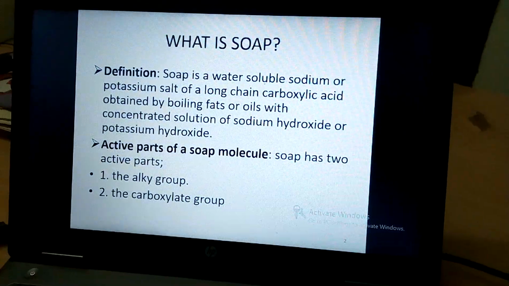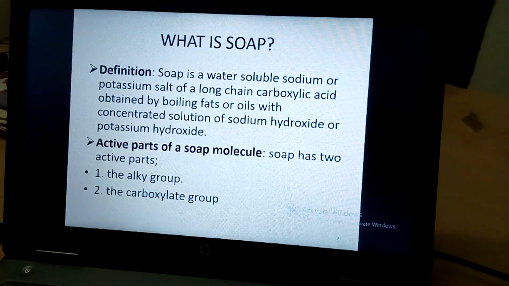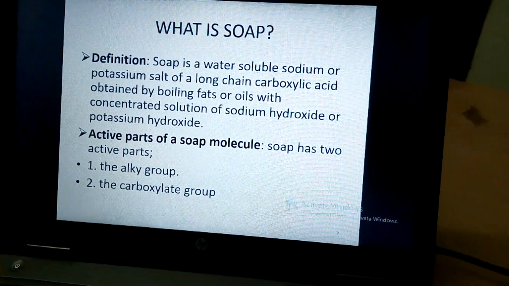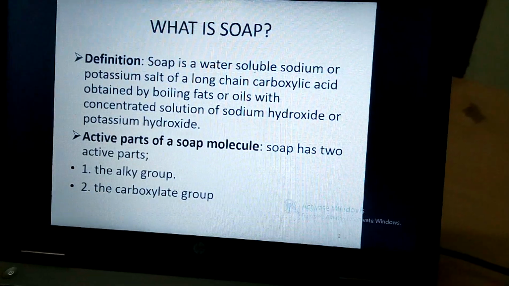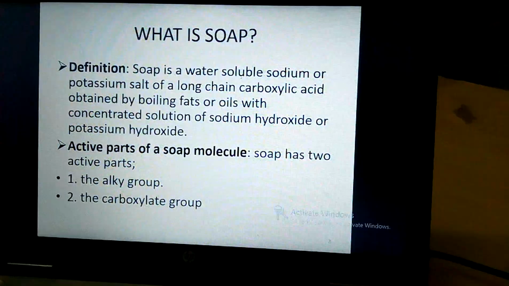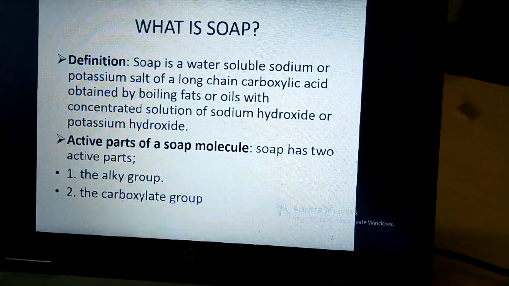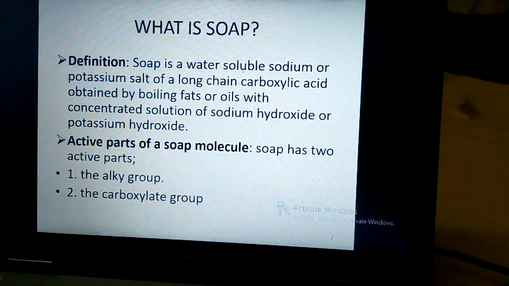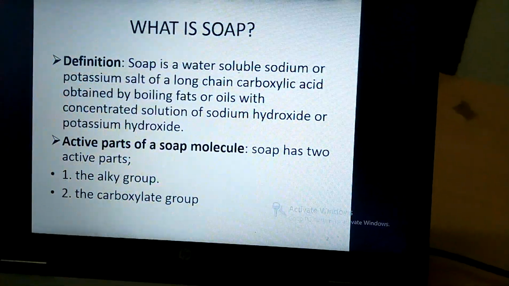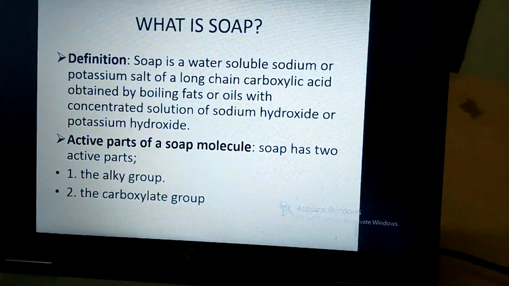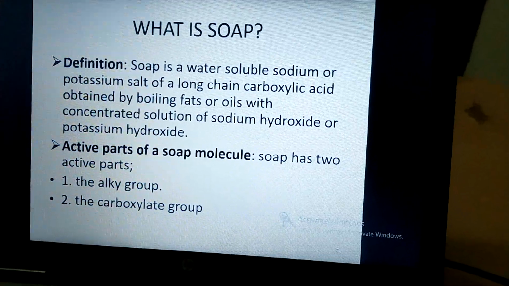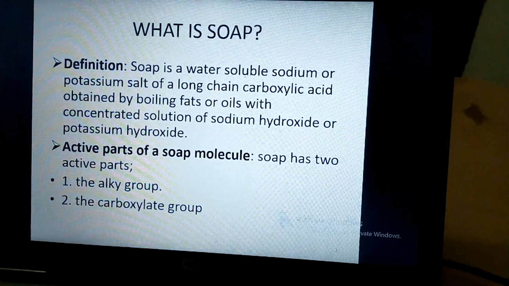Soap is a water-soluble sodium or potassium salt of a long-chain carboxylic acid obtained by boiling fats or oils with a concentrated solution of sodium hydroxide or potassium hydroxide. The meaning of this is that soap, first of all, is soluble in water, and it is a carboxylic salt. But the carboxylic salt is of long-chain carbon atoms, and that one has some functional importance.